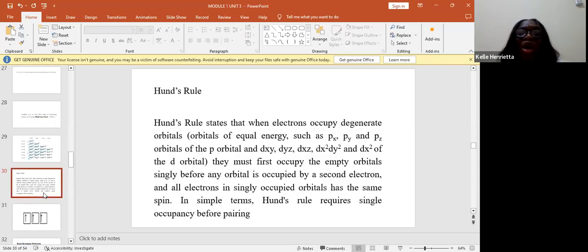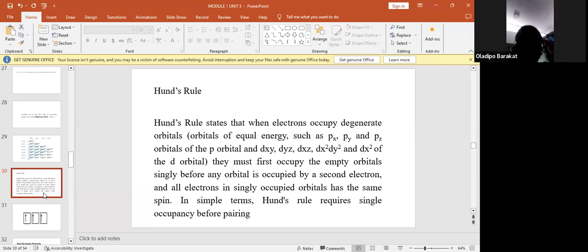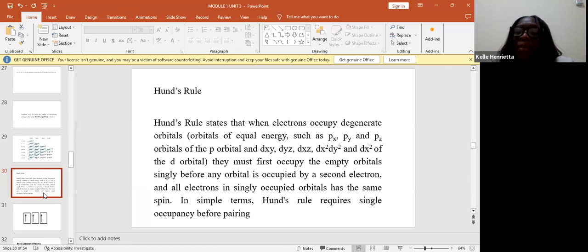Hund's rule states that when electrons occupy degenerate orbitals, remember I told you what degenerate orbitals are. I said the p, the d, and the f orbitals are divided into sets.